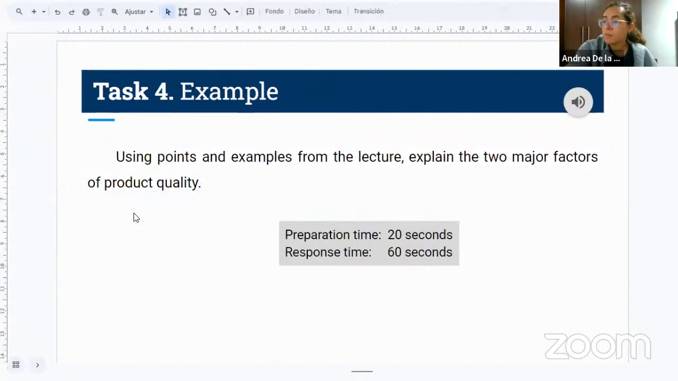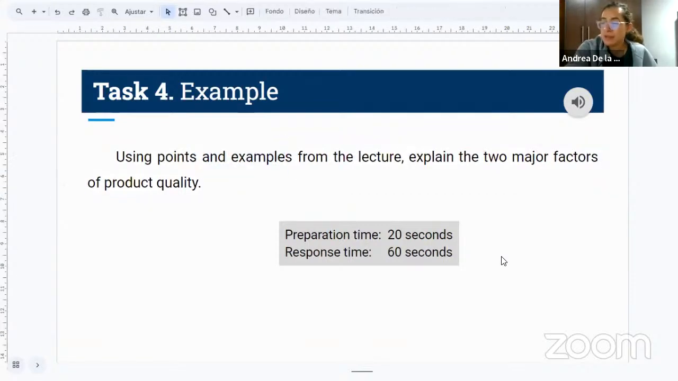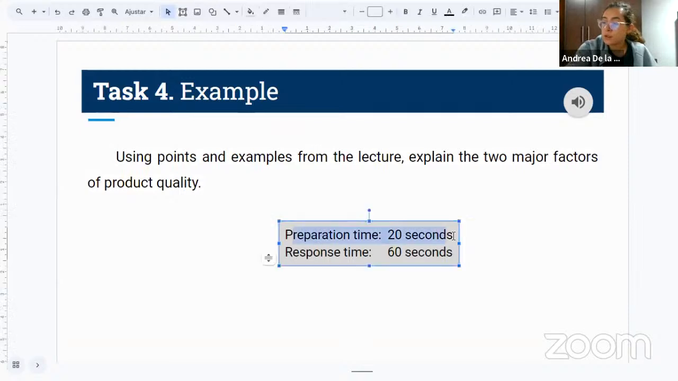So pretty simple, just summarize the lecture. That's basically it. Explain the two factors of product quality with the examples. So it's not like the third question where you needed to connect the ideas. You just have to summarize the lecture, do it in the same order. It's about classifying information and understanding, of course. And you would have 20 seconds to prepare.